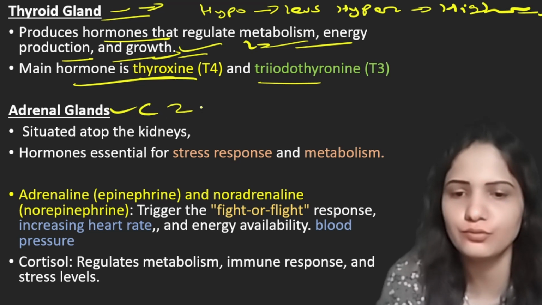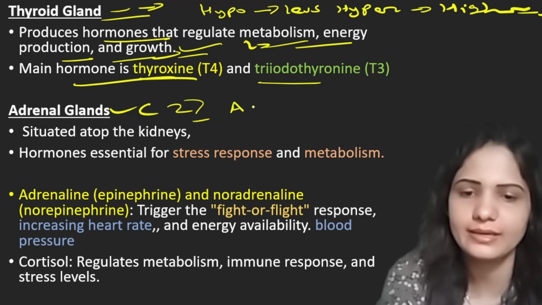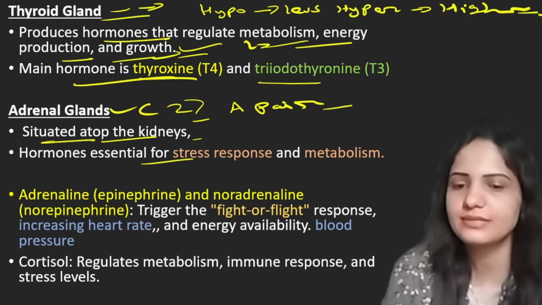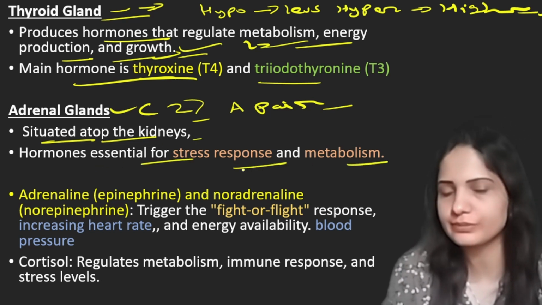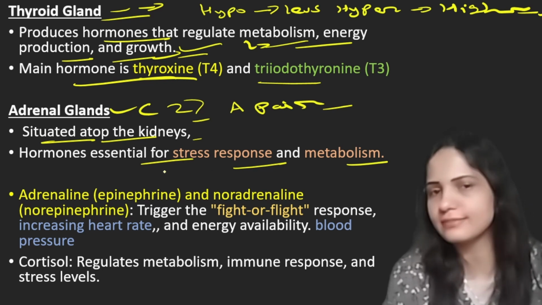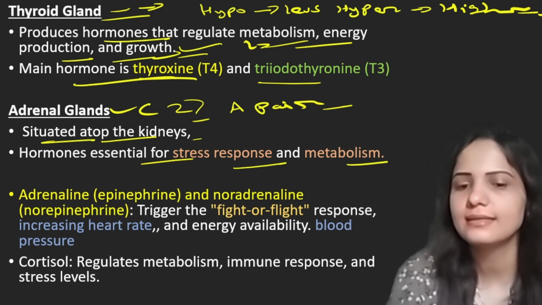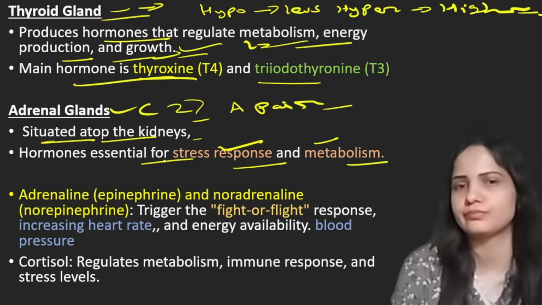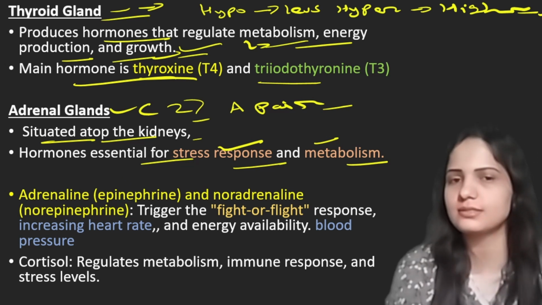So we have two adrenal glands, a pair, and they are located on the top of each kidney. Hormones essential for stress response and metabolism. What kind of hormones are secreted by the adrenal gland? They secrete stress response hormones and metabolism hormones. Now, what is stress response? We should know by now what stress response is.